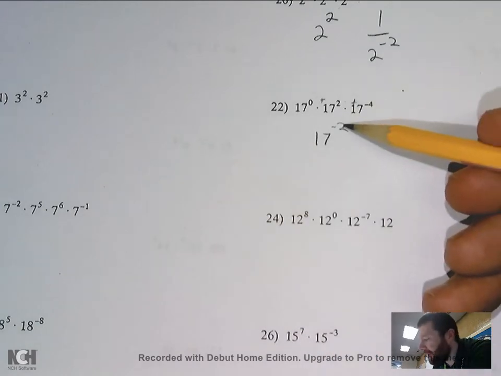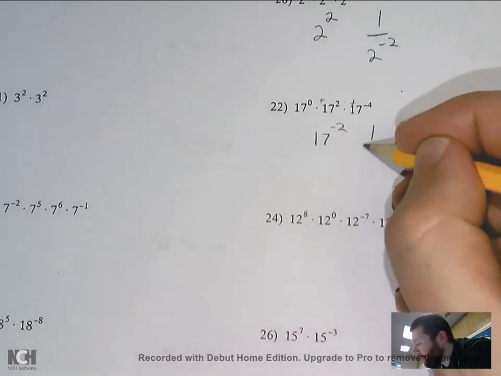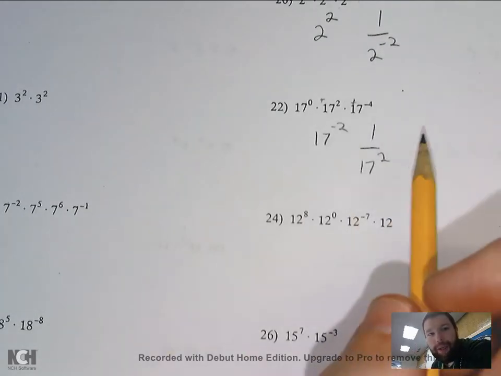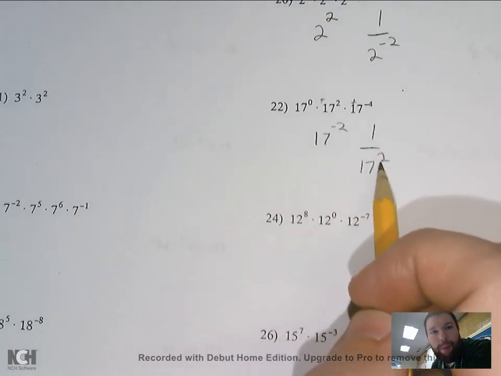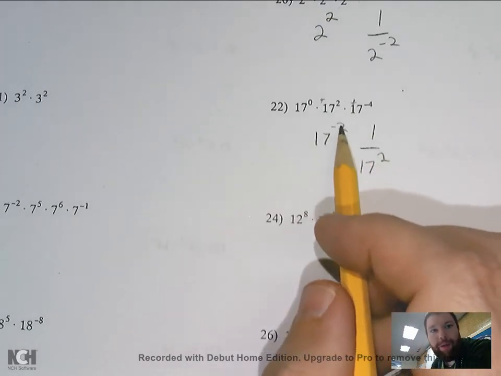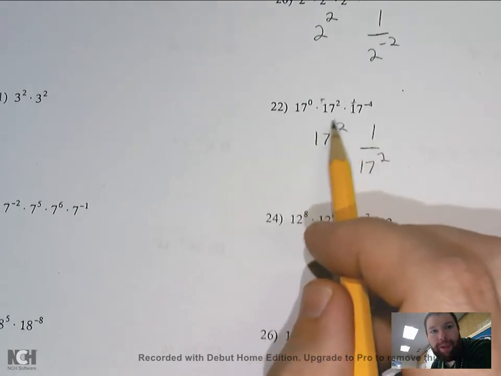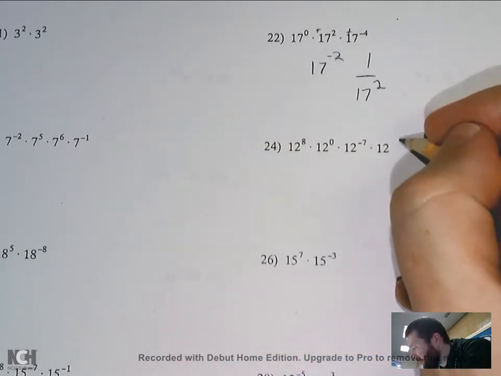And again, to make it positive, we have to move it across the fraction bar. So it becomes 1 over 17 to the positive 2. Notice that it doesn't have to be downstairs to be negative. It can be positive downstairs. It's just the opposite of whatever the sign was when it was upstairs, when it was up top. Okay? I'll do one more here with you guys on this page.